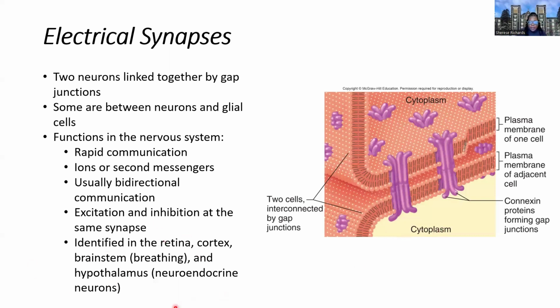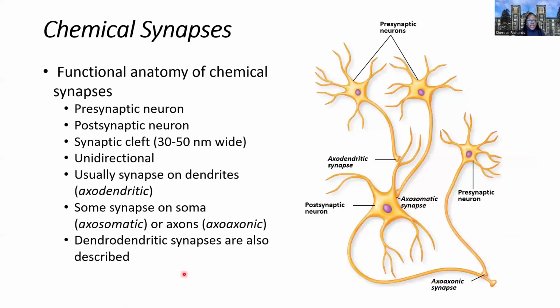Okay, so these are some of the specific examples, really only in the CNS, as you can see, where we have electrical impulses, right, between neuron and neuron. Let's shift and think about the chemical synapses.